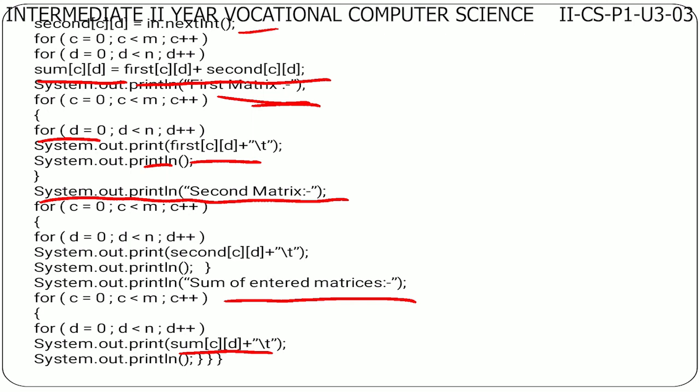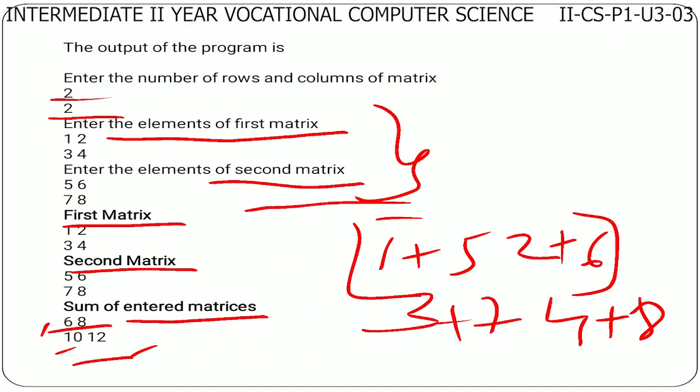So system.out.print first[c][d]. With this we are printing the first matrix. In the same way, here again we are printing the second matrix. That is, we are taking a for loop and printing the second matrix. At last we are printing the sum of the two matrices. Again, we are taking a for loop and printing the sum, so that is system.out.print sum[c][d]. So we are printing the sum also. Coming to the output, see, after compilation and execution, in the output it asks to enter the number of rows and columns.